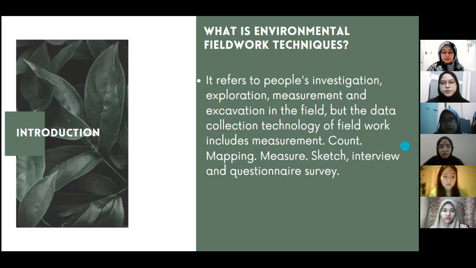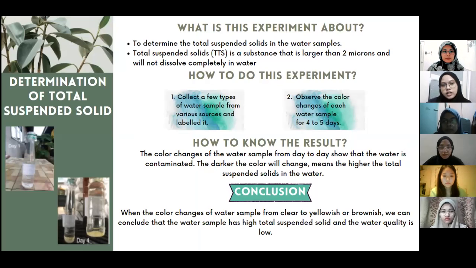Okay, thank you. So the first experiment that we have already done is the determination of total suspended solid. This experiment has been done in order to determine the total suspended solid in the water sample and to find out the water quality of the water sample. As we know, total suspended solids are substances larger than 2 micron that will not dissolve completely in water. In order to do this experiment, first we need to collect various types of water samples such as river water, drinking water, tap water, and drain water.